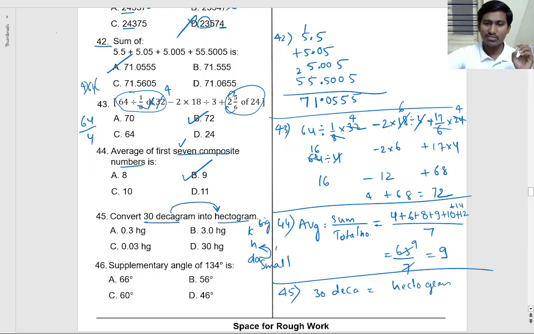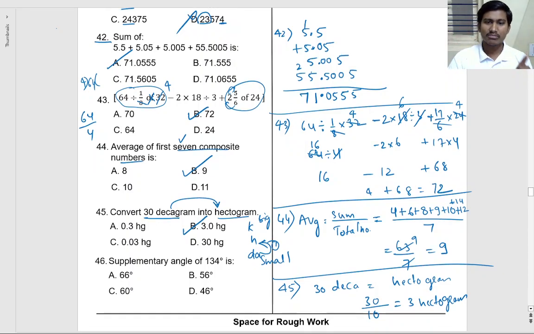So one step means we have to divide by 10. We have to divide by 10 here. So 30 divided by 10. So the answer will be 10 3s are 30. So 3 hectogram will be the answer, which is option B. So 3.0 or 3, both are the same. So option B is the answer.